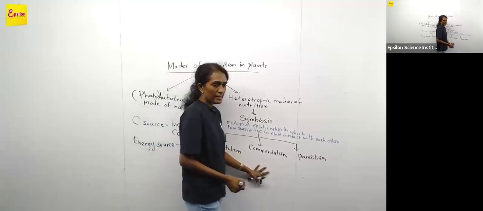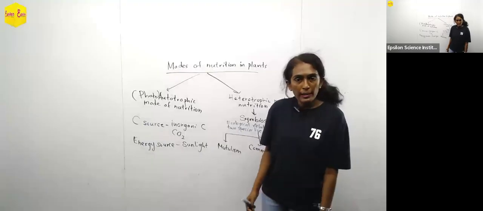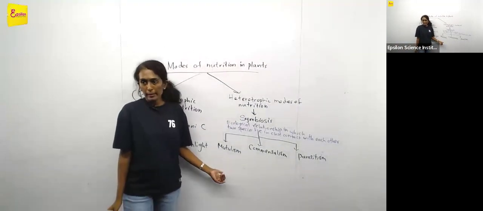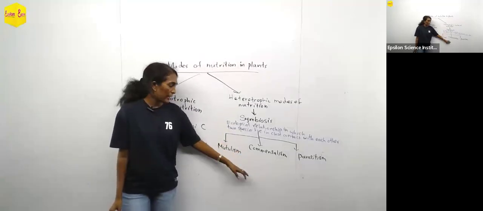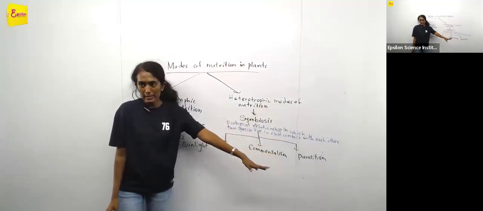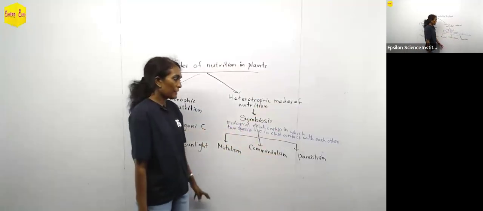And the commensalism, one party is benefited, the other party is not benefited or harmed. That means, for example, orchids are living on plants. Orchid is getting a habitat, but still plant doesn't matter if it is there or not.